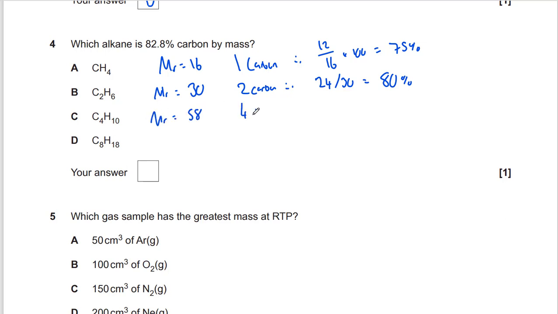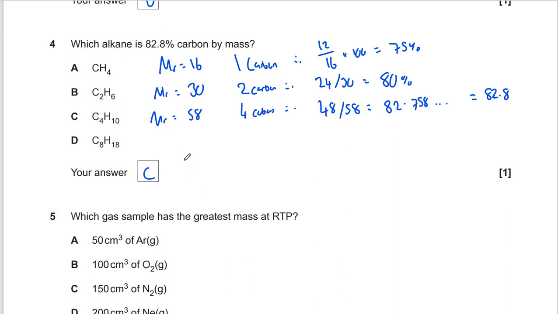We've got 4 carbons. Therefore, we need to do 4 times 12, 48 over 58, times by 100, of course. 48 over 58 is 82.8. There you go. It's 82.758 and so on, which is 82.8 for all intents and purposes. So the answer is C, and you don't need to do D.